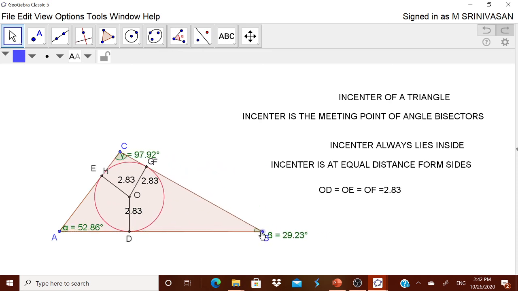Therefore this worksheet tells them the meaning of incenter, it explains what is the meaning of incircle, it tells the position of the incenter, and it tells the property of the incenter. Why are we calling it the incenter? It is of equal distance from all the sides.